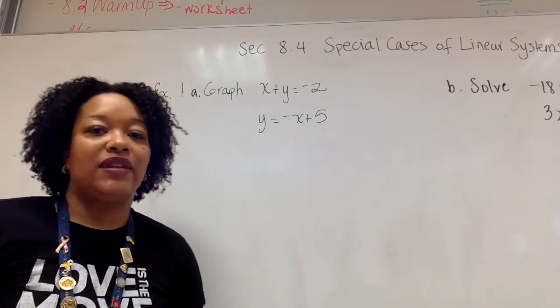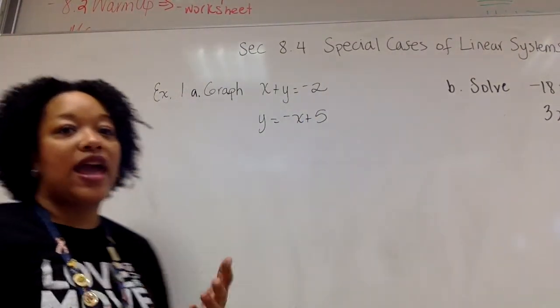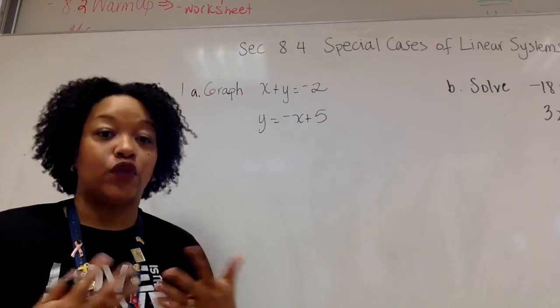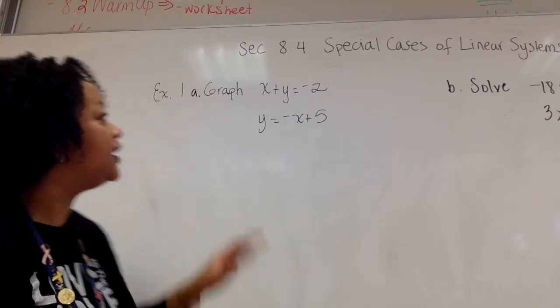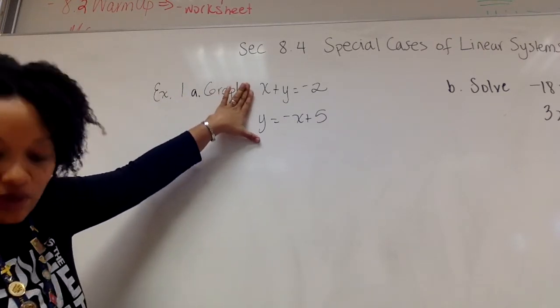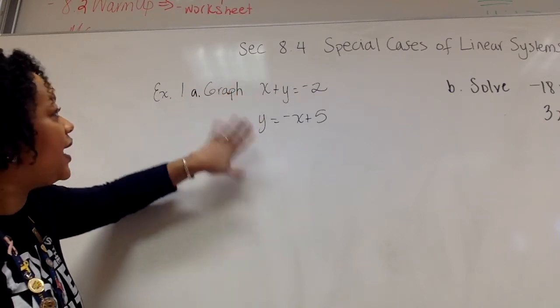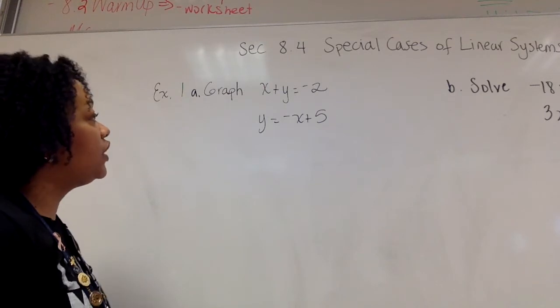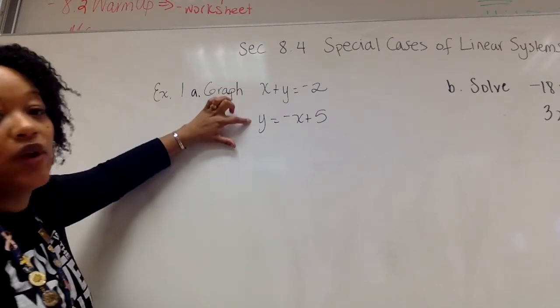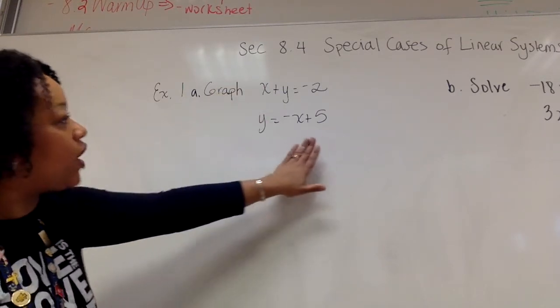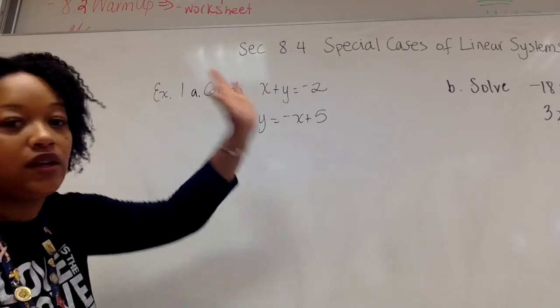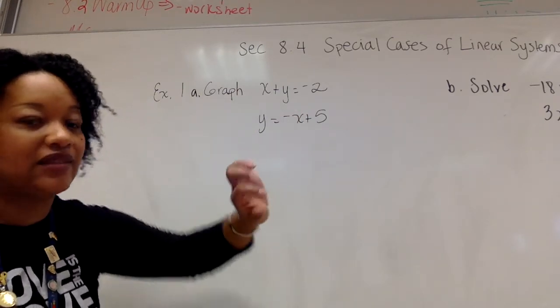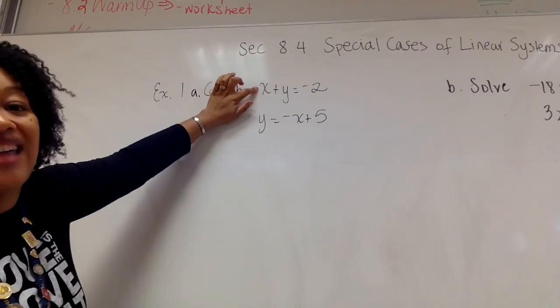So let's look at some examples of how your graph would look for your inconsistent system. You've got this system of equations written on your notes, and the instructions say you're going to graph the system. When we look at our system, the second equation is ready to go. You've got your y-intercept, your slope is -1. You can graph that in like 3 seconds. Your first equation is not ready to go.